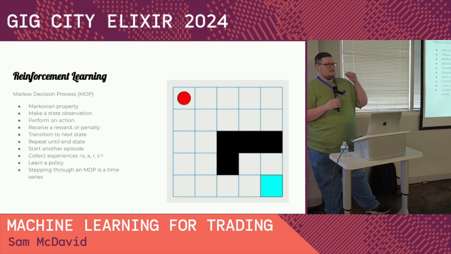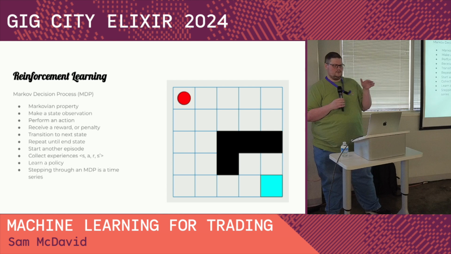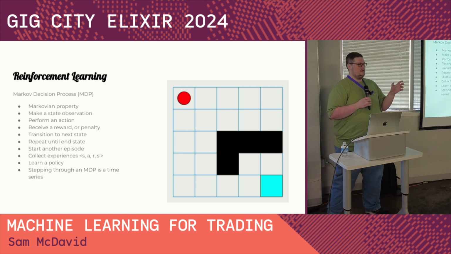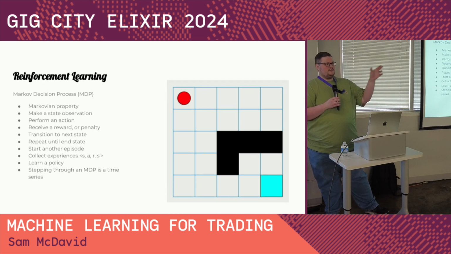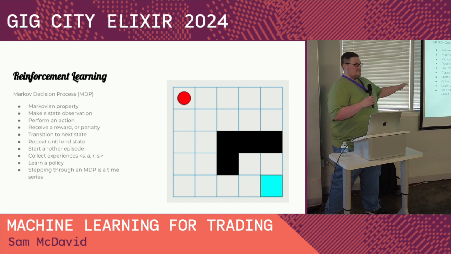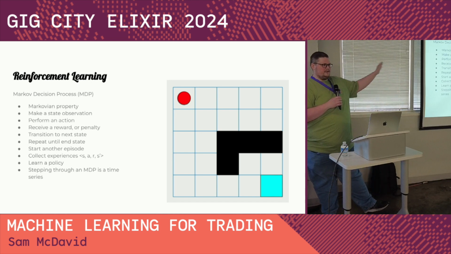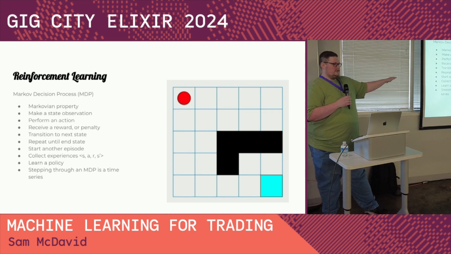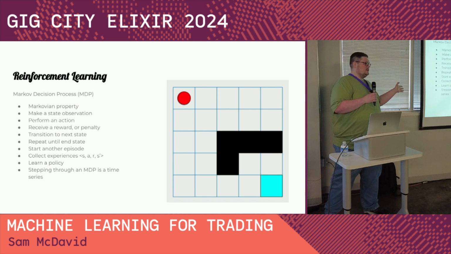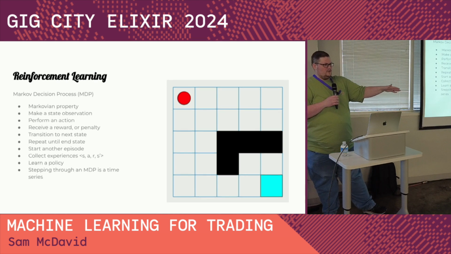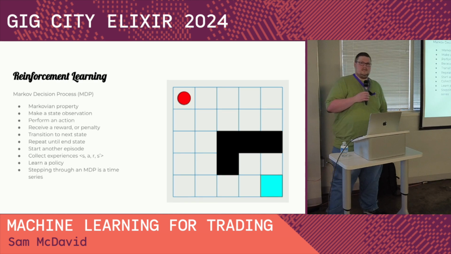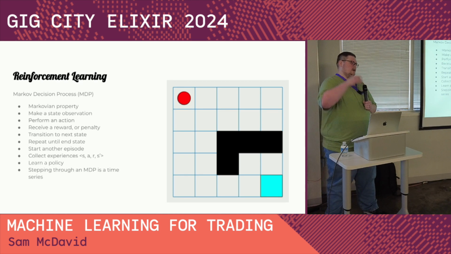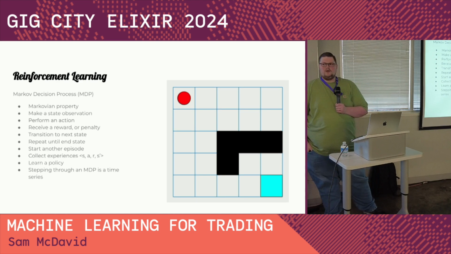Each of these episodes is comprised of experiences, and an experience is a tuple. It has the current state, and the current state comes from the environment. The agent takes that information and determines what the best action is. The agent then receives a reward or a penalty from the environment, and gets told what the next state is going to be, so that it can go into the next action. And this is called a policy.